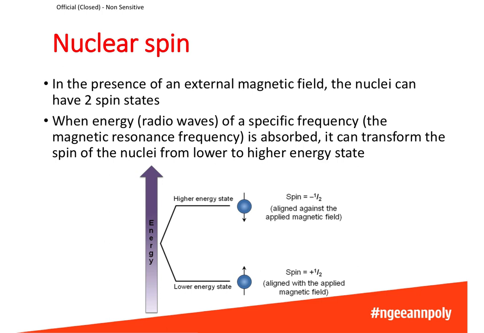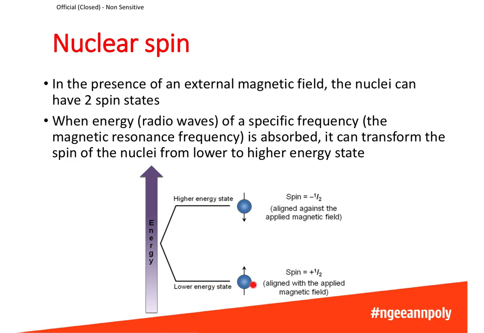When an external magnetic field is applied to the nuclei, these nuclei can have two possible spin states. The nucleus could spin in a way that is aligned with the applied magnetic field. This would be the lower energy state. Or the nucleus might spin in a way that is aligned against the applied magnetic field. This would be a higher energy state.